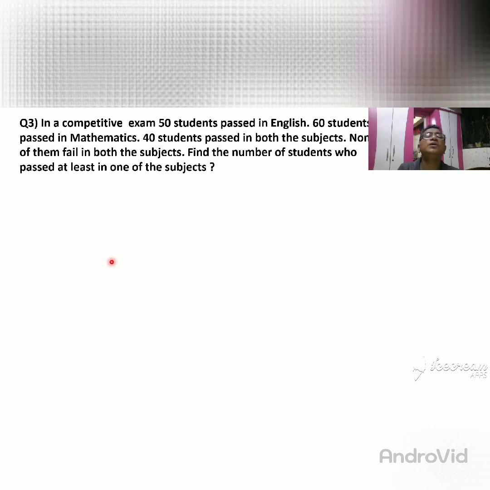What will be the given? In a competitive exam, competitive means स्पर्धात्मक परीक्षा, 50 students pass. In that exam how many students are passed? 50. In which subject? English. Remember that 50 students are passed in English. 60 students are passed in mathematics. 40 students pass in both, that is, 40 students are passed in English and mathematics also.